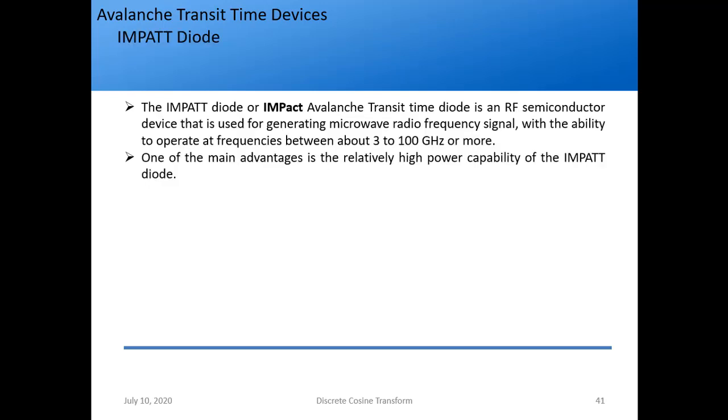So first is the IMPATT diode. It is the impact avalanche transit time diode, used from 3 to 100 gigahertz, and it can be used at very high powers.